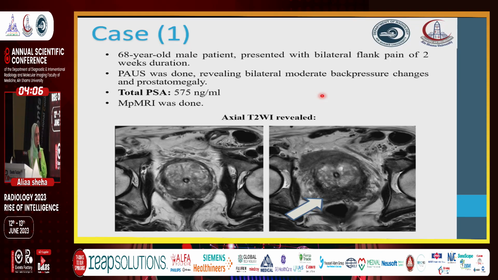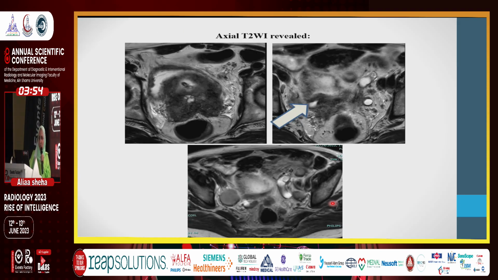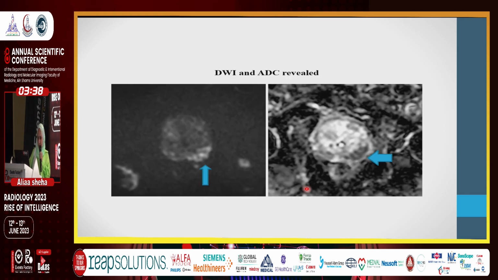We have a few cases. This was a 68-year-old male patient with bilateral flank pain. Here we have the diffuse low signal in the peripheral zone of the prostate. You can see it posteriorly on T2 weighted images. Regarding the seminal vesicles, they were both infiltrated with loss of the high signal, they're diffusely low. The right vesicoureteric junction was infiltrated by tumor, and there were bilateral malignant-looking obturator lymph nodes.